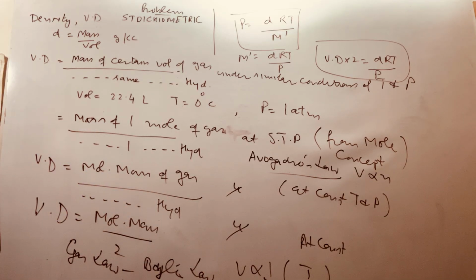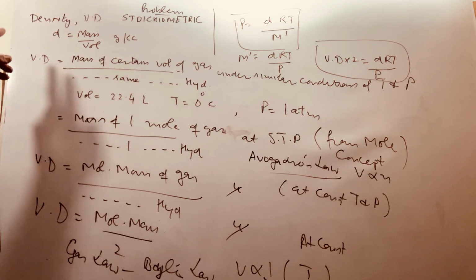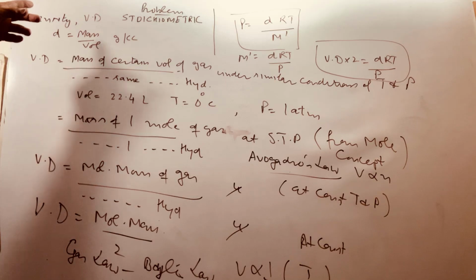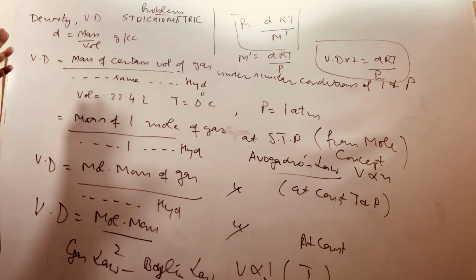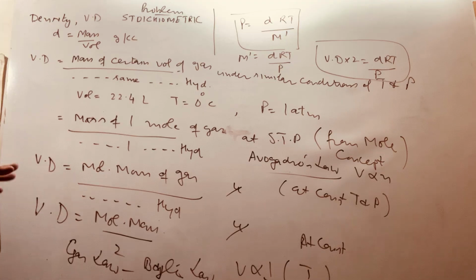From here it becomes clear, vapor density is not changing with temperature and pressure, while density will be changing with temperature and pressure. Because molecular mass is constant, therefore vapor density is also constant, while density is changing with temperature and pressure. Secondly, density is having units, while vapor density is not having units. So that was the vapor density and density.